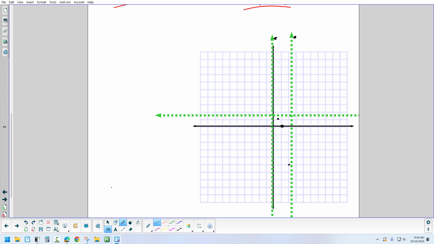Okay, so I can see what's happening in the middle. It's a very steep curve. It's going to look like this. It's going to start to curve and can go like that. So very steep in the middle.